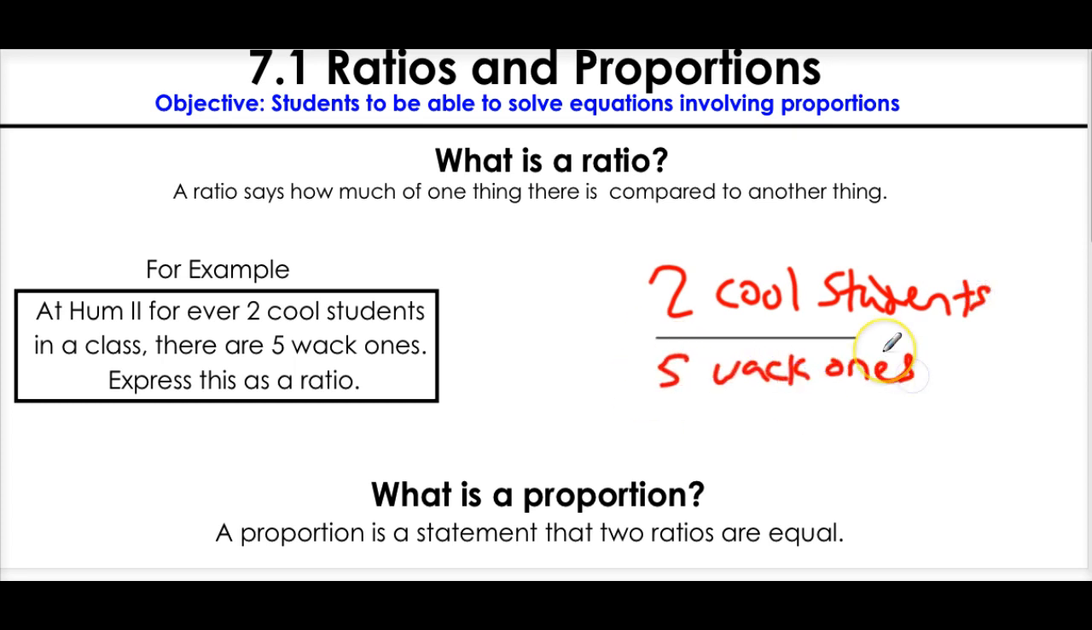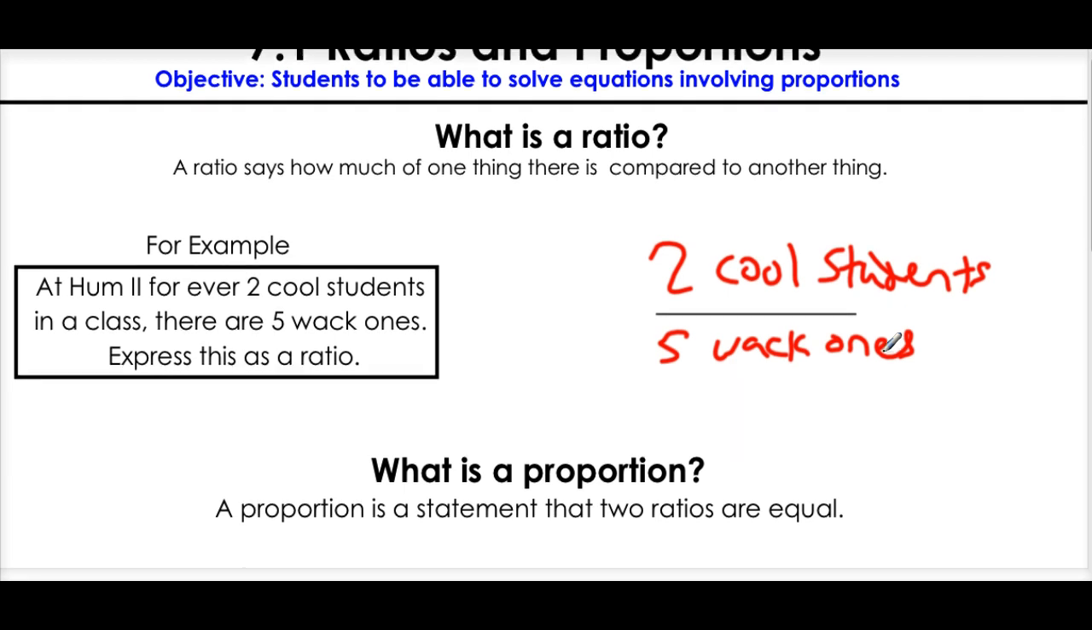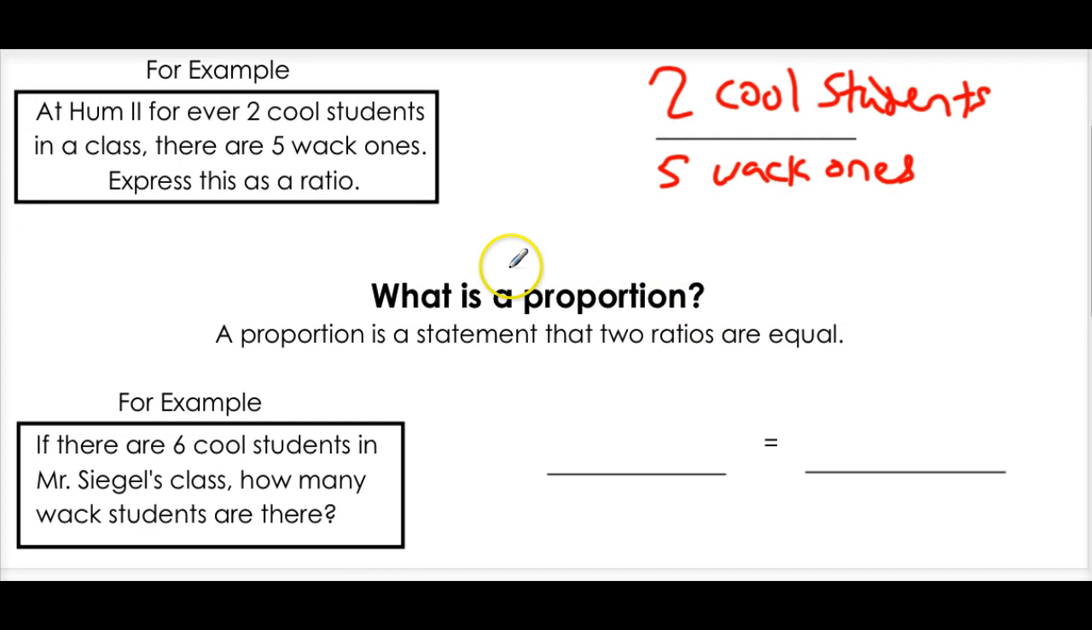Or just like in my house, for every 2 cats I have, there's 1 dog. Or in a classroom of 20 kids, for every 10 girls, there's 10 boys. That's really what a ratio is. It's just a comparison. Now, if you scroll down a little bit, we look at a proportion right here. And a proportion basically has 2 ratios. So the key here is that we're looking at 2 ratios that are equal to one another.